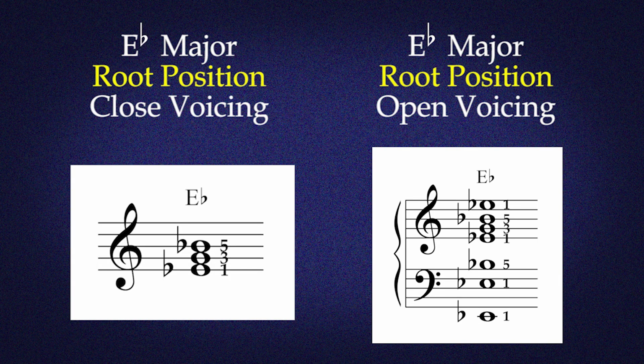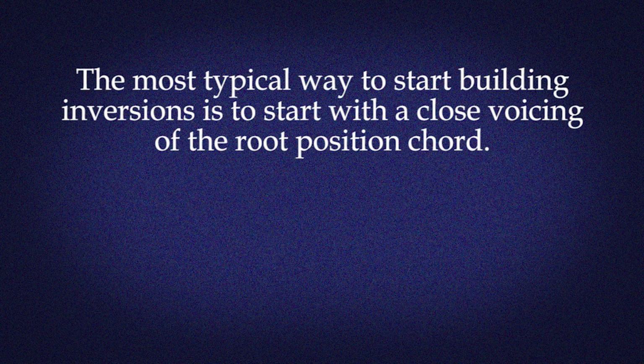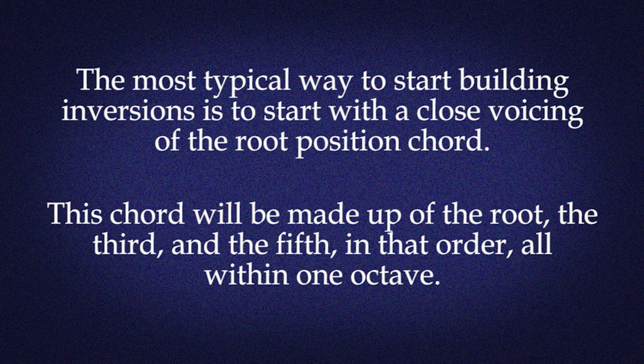Whether the voicing is close or open has no bearing on the name of the inversion, but for the sake of this lesson, we are going to be looking only at close voicings. The most typical way to start building inversions starts with a close voicing of the root position chord. This means the chord will be made up of the root, the third, and the fifth, in that order, all in the same octave. We will once again be using C for our examples.